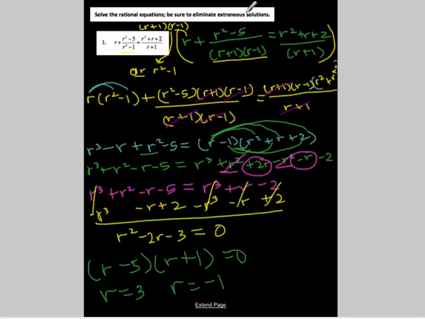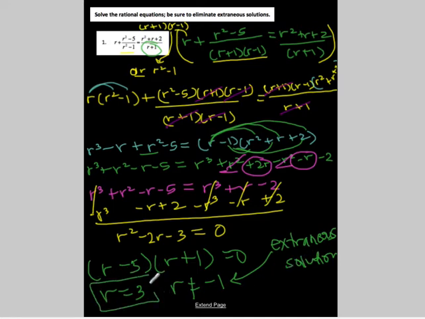Now here's where I need to check for my extraneous solution. Notice how this is r plus 1. If I plug in negative 1 here, it will give me 0 in the denominator. So this one is not a solution. I do not write it down. This is what we call our extraneous solution. So we do not write that one down. The only answer I would write down is r equals 3. Make sure you always plug your answer in here and check to make sure it works. That's the way to ensure that you have the right answer on your quiz.